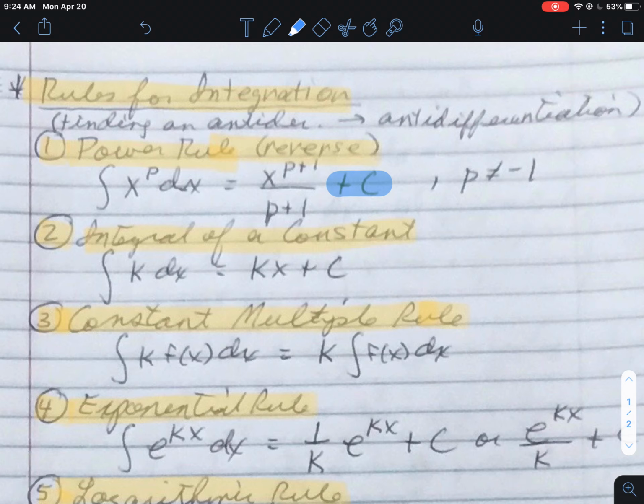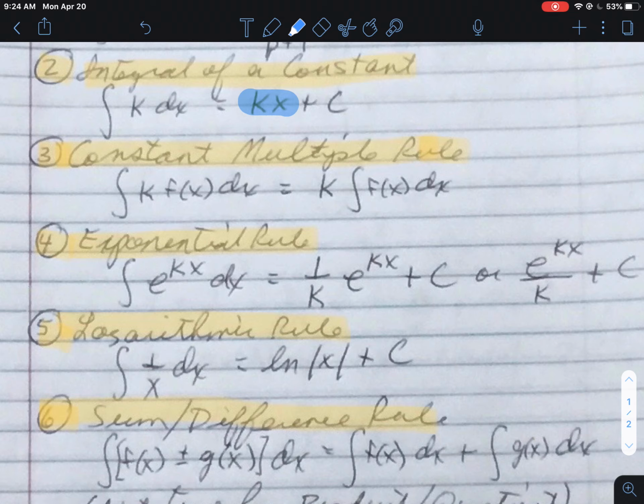Number 2, we've got the integral of a constant. Let that constant be represented by k. The integral of k dx is k times x plus c. Because again, if you look at the derivative of k times x is simply k. It's the constant, right? The derivative of 2x is 2. So the antiderivative of 2 would be 2x plus c.